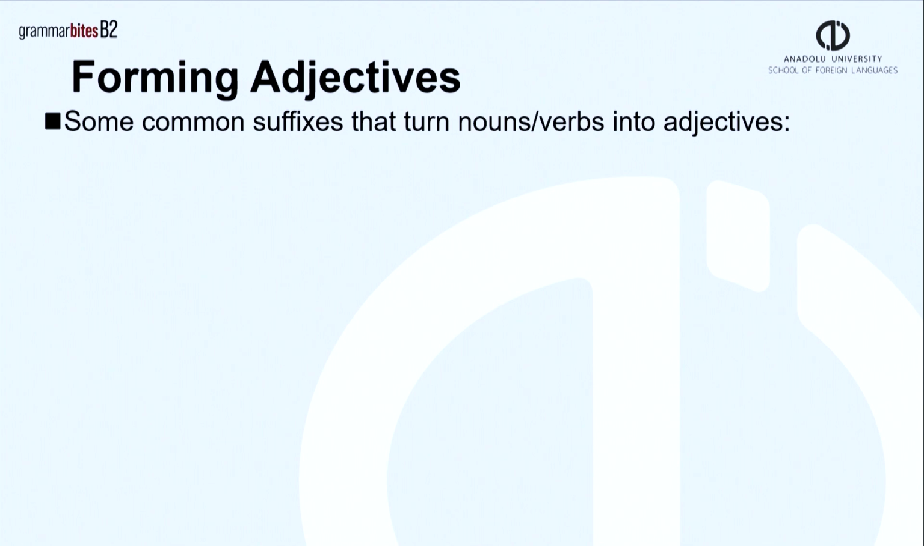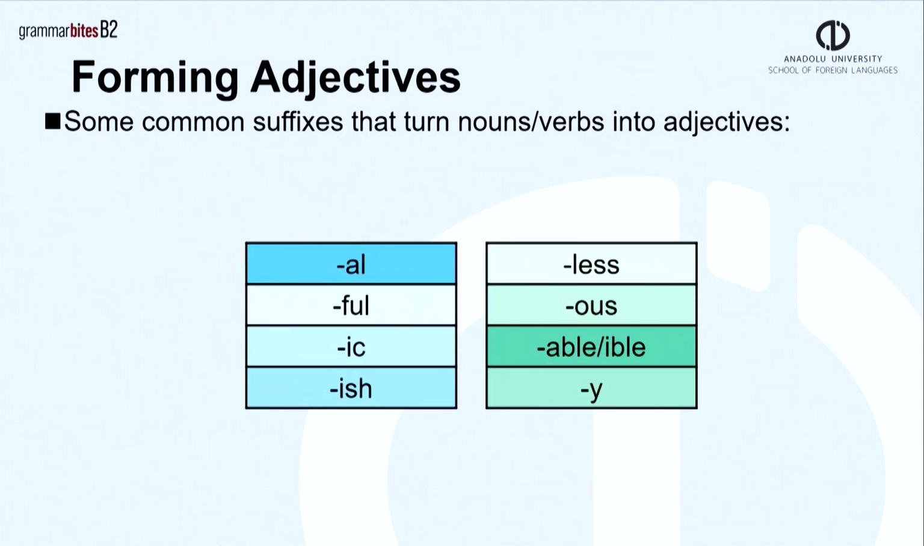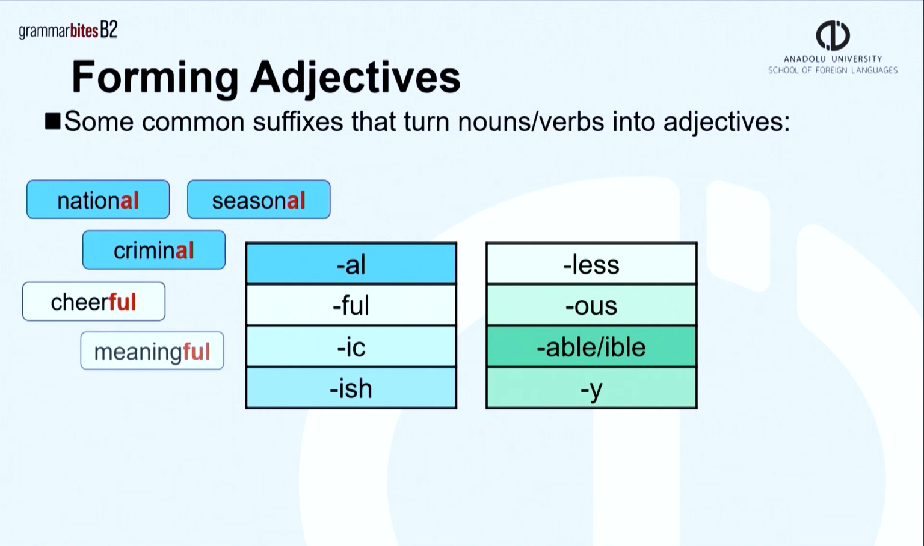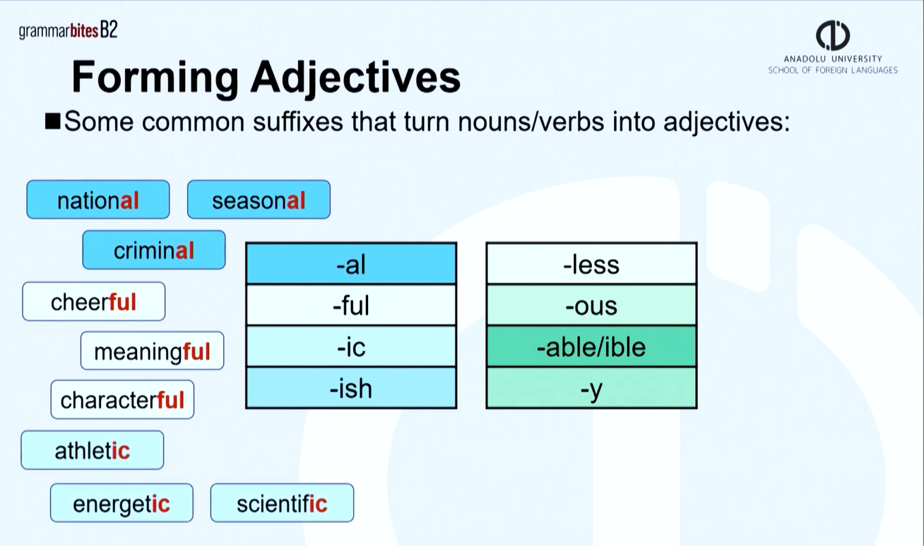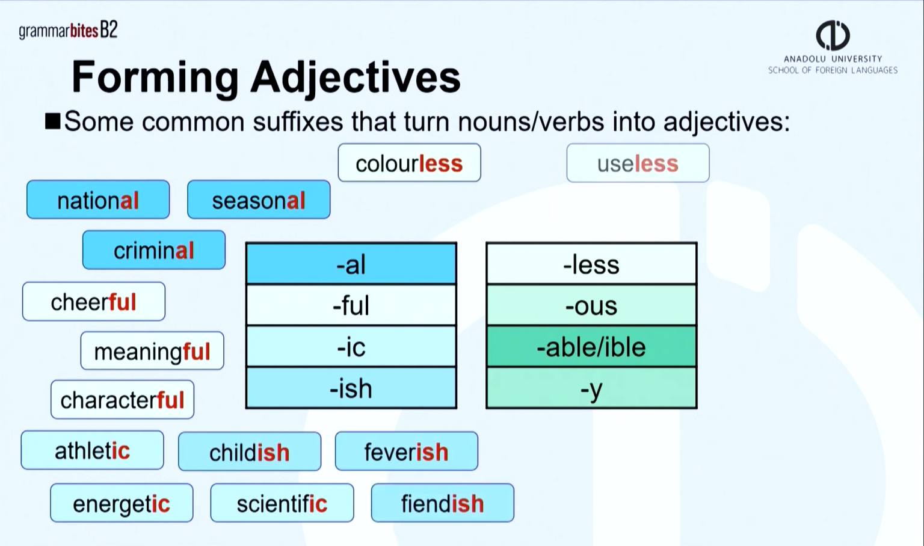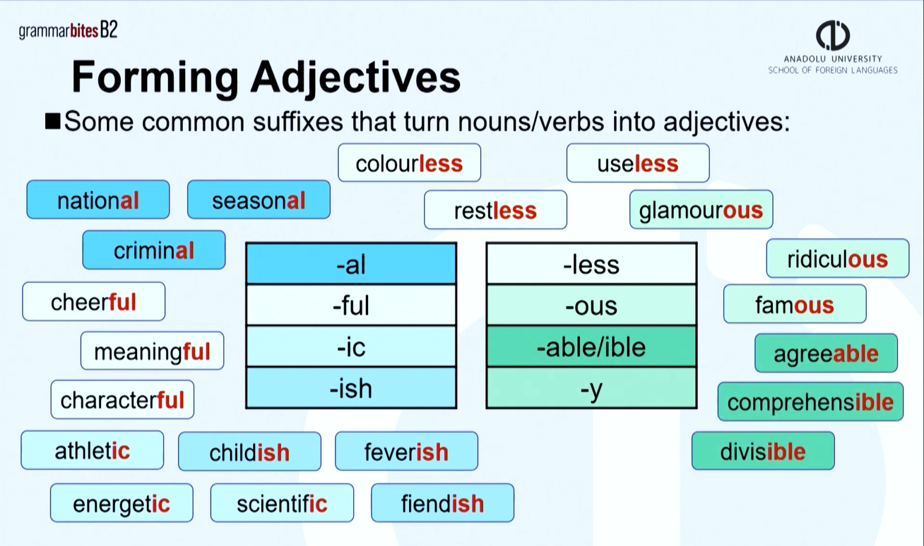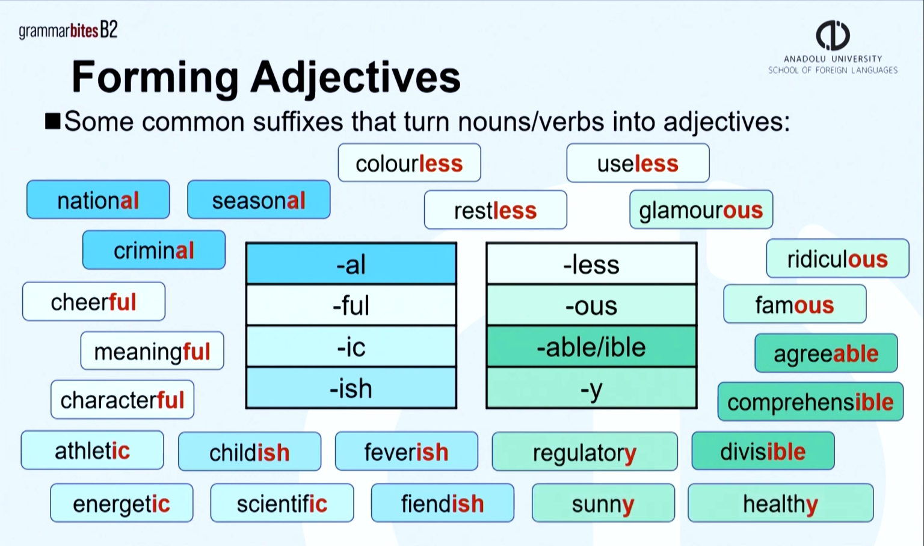There are many different suffixes that we can use to change nouns and verbs into adjectives. These are some of the most popular. -al, as in national, criminal, seasonal. -ful, cheerful, meaningful, characterful. -ic, athletic, energetic, scientific. -ish, childish, feverish, fiendish. -less, colourless, useless, restless. -ous, glamorous, ridiculous, famous. -able and -ible, agreeable, comprehensible, divisible. And -y, as in regulatory, sunny and healthy. And there are many, many more.